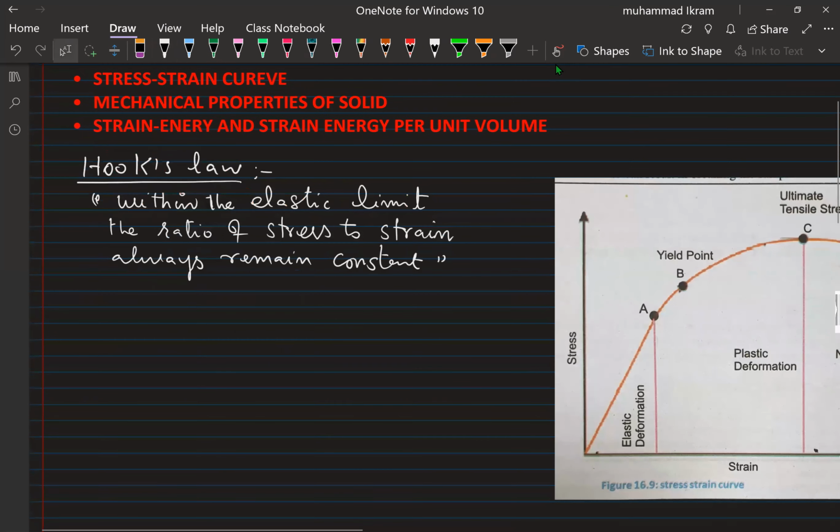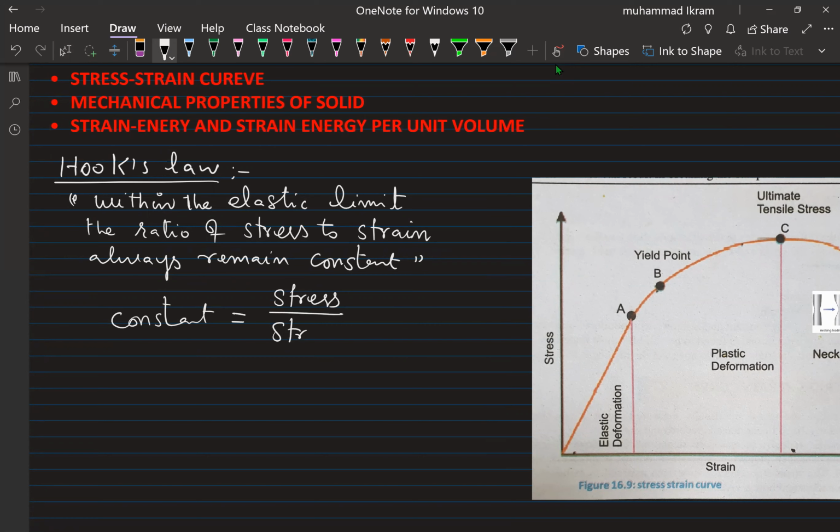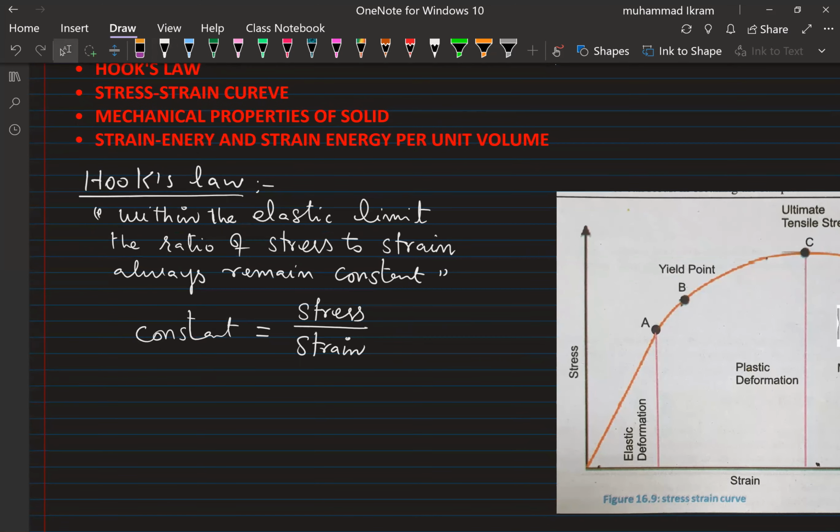It always remains constant. So Hooke's law tells you that this constant, equal to the ratio of stress to strain, depends on the type of the stress and strain. Here our main theme of the lecture is the stress-strain curve, because Hooke's law you have already studied in class 9.